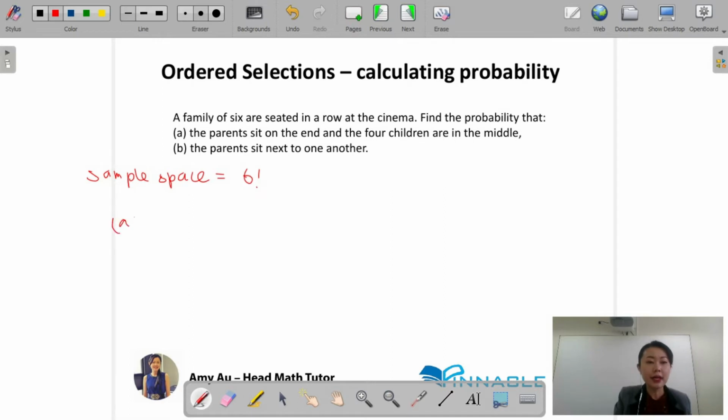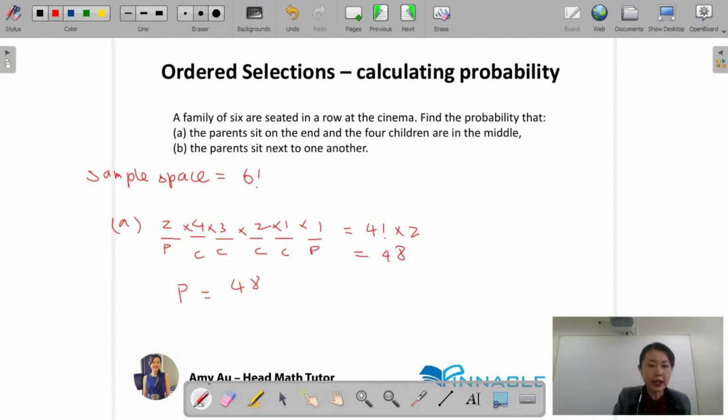All right, so part A. Parents sit on the end, 4 children are in the middle. So 1, 2, 3, 4, 5, 6. Parents sit on the end, children sit in the middle. There are 2 parents, so 2 ways, 1 way, and then 4, 3, 2, 1. So that's 4 factorial times 2, which gives you 48. The probability is 48 on 6 factorial, so event space over sample space, 1 on 15.